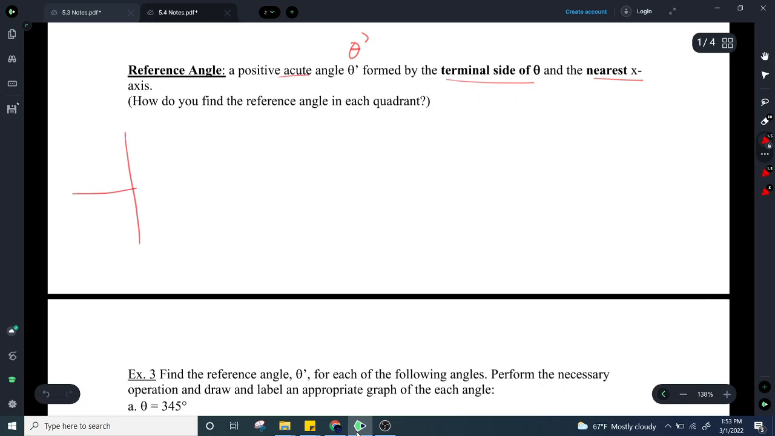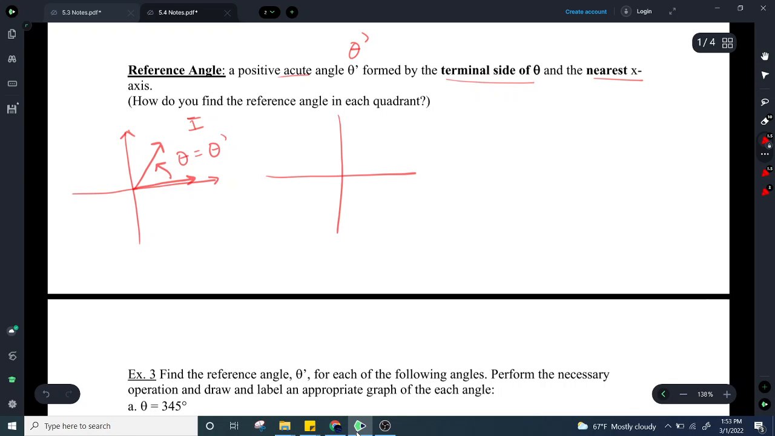So if you're in quadrant 1, the reference angle is its own angle. There's nothing really to think about. So if you're in quadrant 1, your angle, remember, in standard position looks something like this. So theta is equal to theta prime. In the first quadrant, the reference angle is its own angle. There's nothing to do. It's already acute, it's already positive, and it's made with the nearest x-axis, okay, as long as you're rotating in the counterclockwise direction.